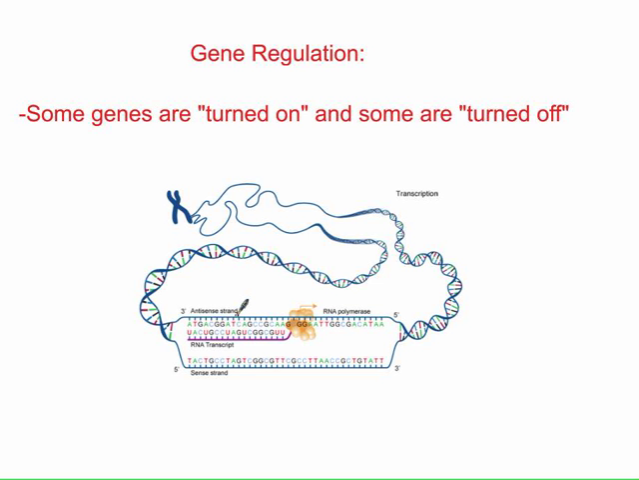And that, again, is how cells become specialized. Although they have the exact same amount of DNA, the exact copies of DNA in every cell, they're able to become different because they're using different segments of the DNA. It's called gene regulation.